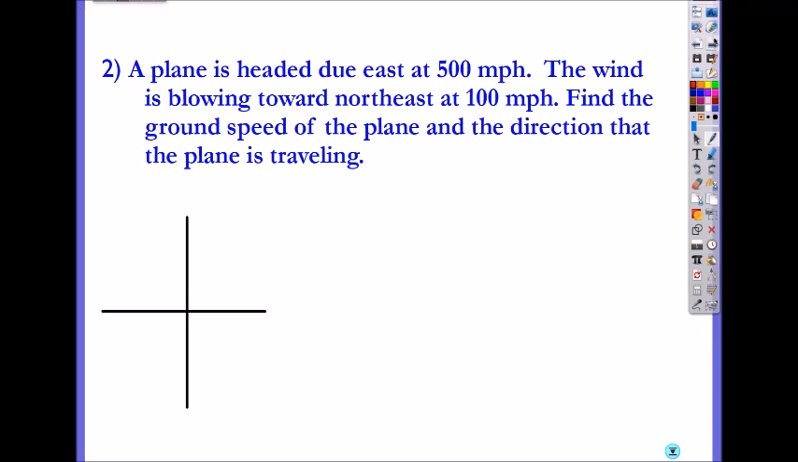Due east. So that's an easy one. You don't have to do sine and cosine to find x and y. We already know this will be 500 for x. What will be its y? 0. So whenever you have two vectors adding, make a table.